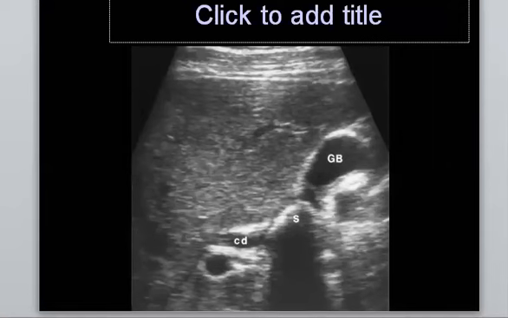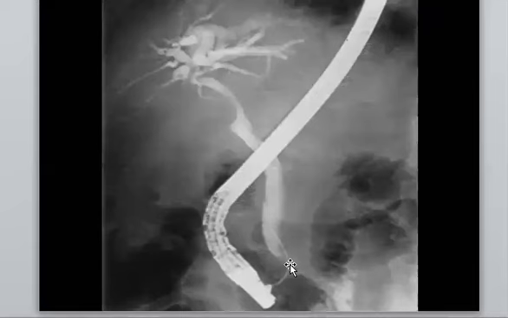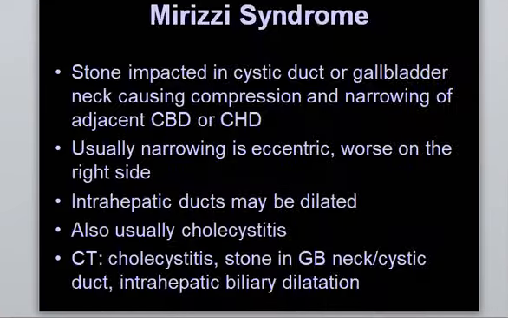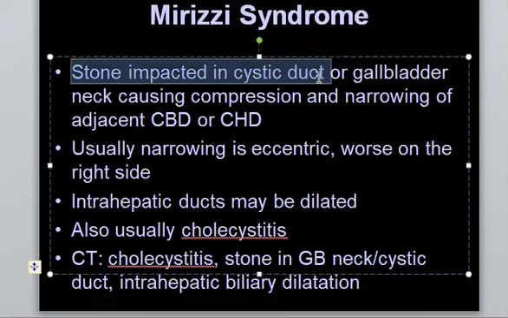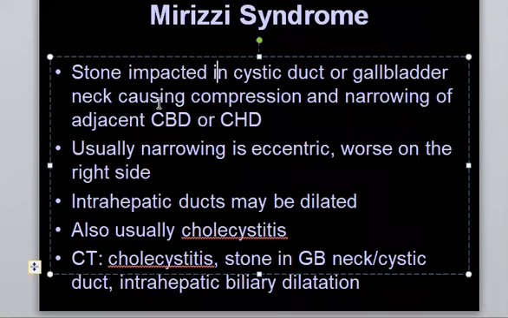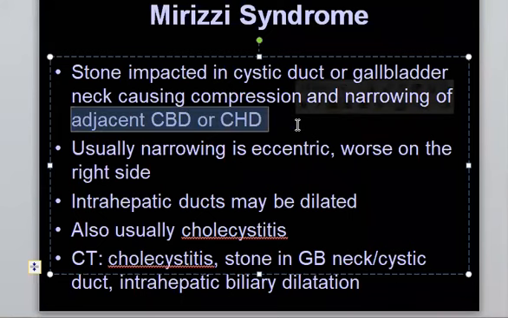And I think they have also an ultrasound here, and they show you the stone with shadowing, and that's what is called Mirizzi syndrome. So again, where there is impaction in the cystic duct or gallbladder neck and it makes indentation in the common bile duct or common hepatic duct and makes intrahepatic biliary radicle dilatation, then you can think about Mirizzi syndrome. So what is Mirizzi syndrome? A stone impacted in the cystic duct or gallbladder neck that makes compression or narrowing of the adjacent common bile duct or common hepatic duct. Perfect, Marwa.